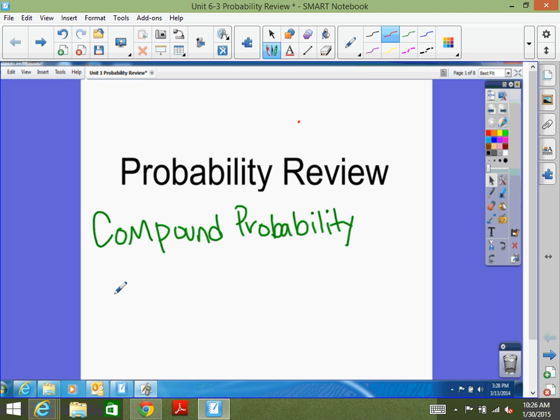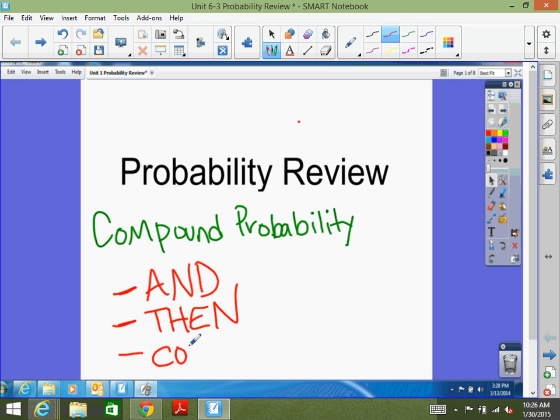Now, there are three key words to look for compound probability. Your three key words are the words and, write that down. The next word is then. And the last one's not a word, it's a grammatical commas. And, then, and commas.